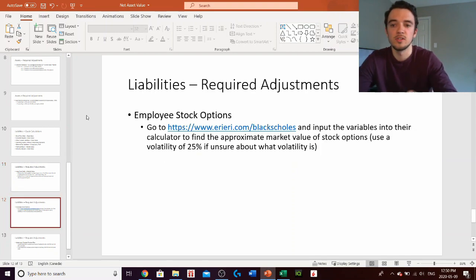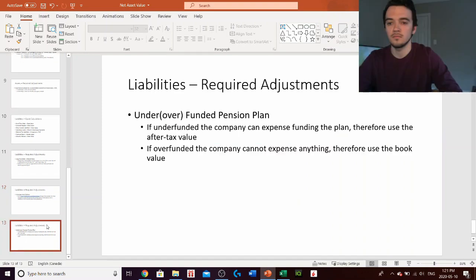Next is the employee stock options, which I'm going to show how you can find. It's tough to find the market value of options. There's still a lot of debate in the industry as to how to find the true market value of options. But this website is a good place to go to. It calculates it using the Black-Scholes model. And you input the variables into the calculator, and then it shoots out the market value of that option. Finally, you're going to have the pension plan.